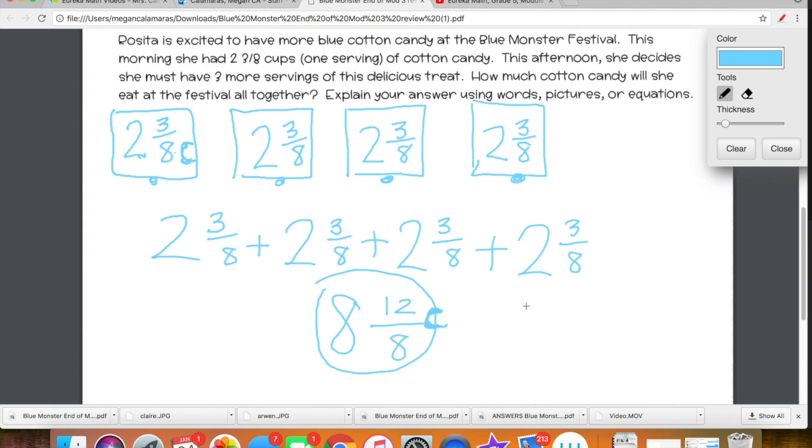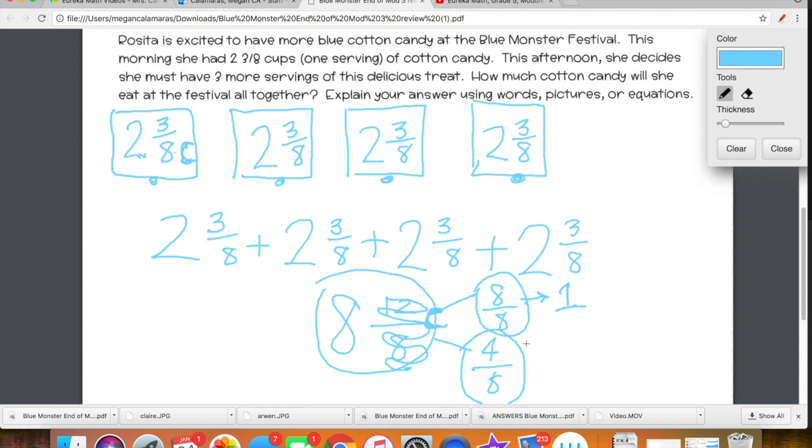Let's go ahead and decompose 12/8 into 8/8 and 4/8. We can add 8/8 and 4/8 to get 12/8. That's what decomposing means, breaking into smaller bits. You guys know 8/8 is just a fancy way of saying whole number 1. So let's not use 8 and 12/8 as our final answer.